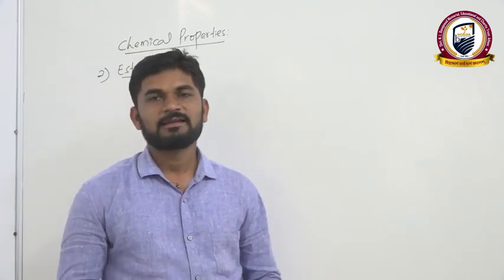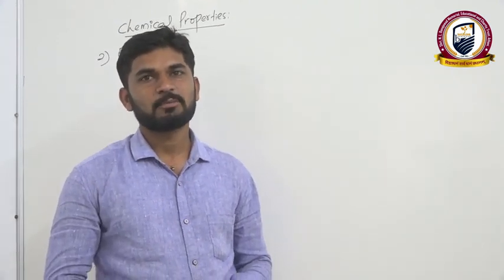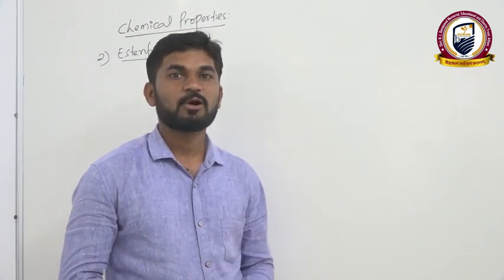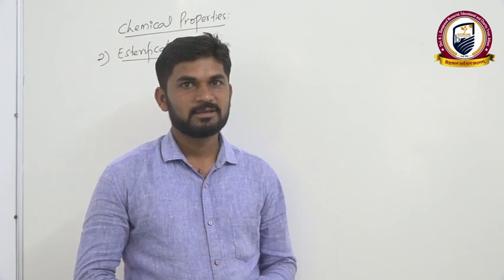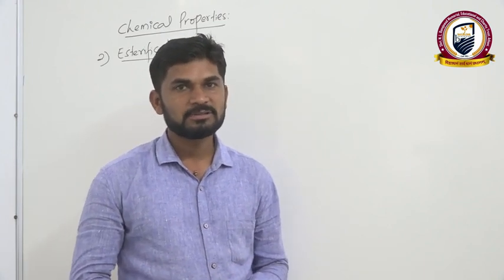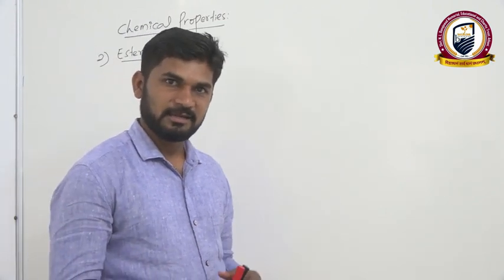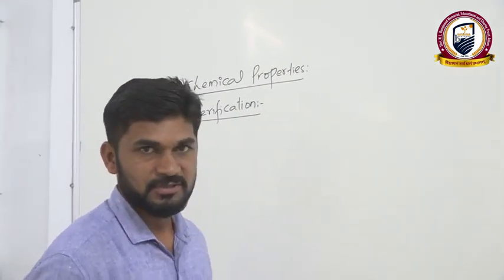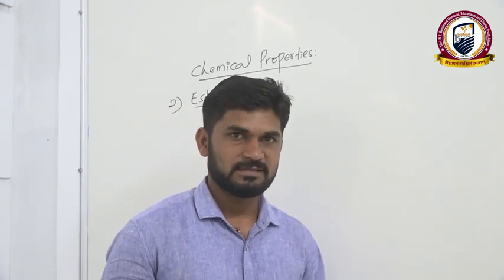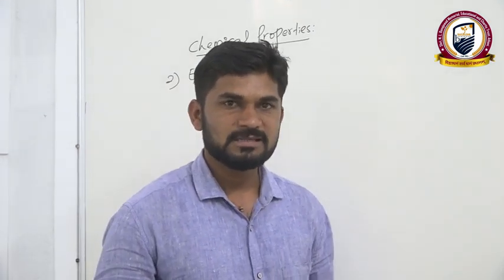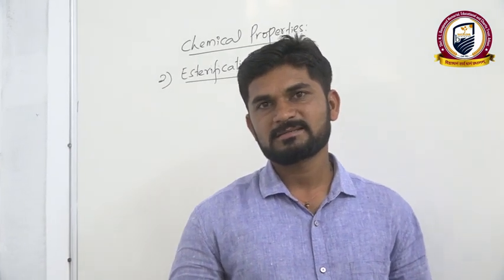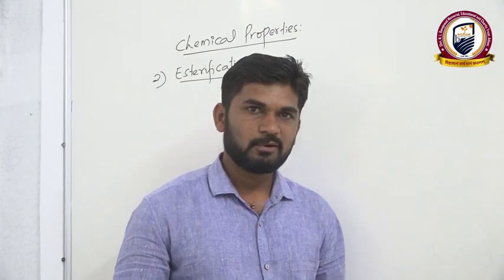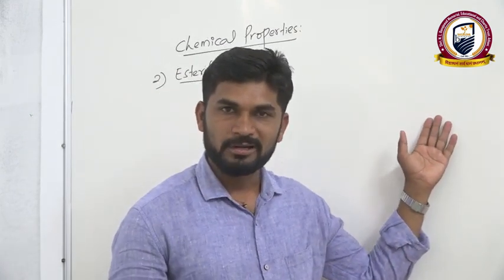Dear students, in the last session we discussed chemical properties. The first chemical property was the reaction of alcohols with active metals. Those reactions explained the acidity of alcohols. The second chemical property is esterification, which is called the formation of esters. Here alcohols are treated with carboxylic acids or acid anhydrides or acid chlorides. There is a formation of water and the corresponding compound called esters.